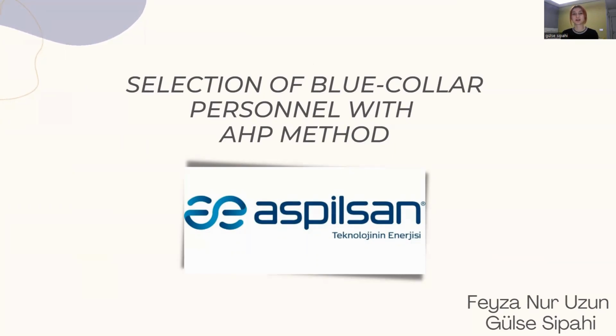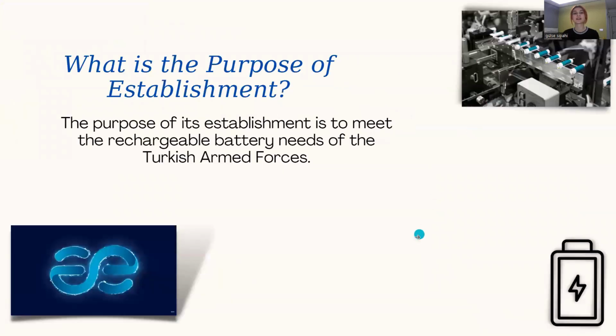Today we are going to talk about our project in Aspisen Energy. First of all, I would like to give brief information about Aspisen Energy. The purpose of its establishment is to meet the rechargeable battery needs of the Turkish Armed Forces. And nowadays, Aspisen Energy produces many kinds of batteries. And Aspisen Energy has an important place in our country.